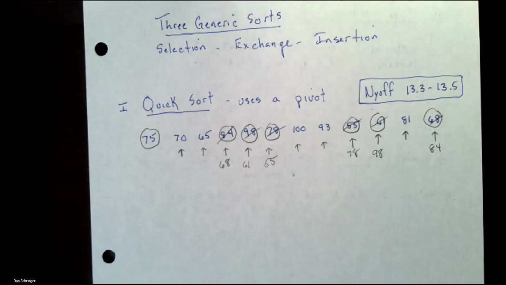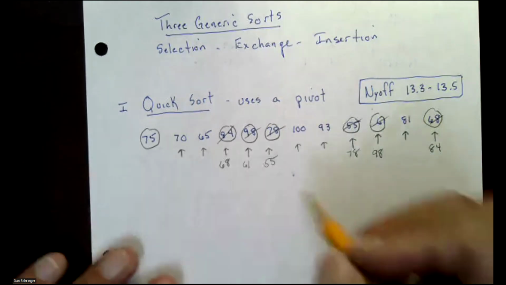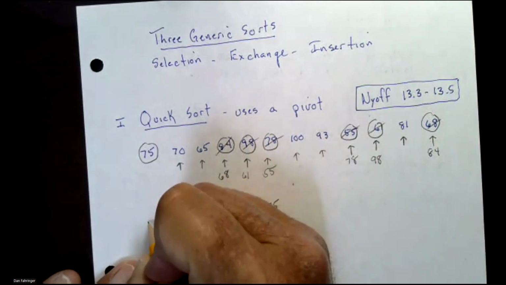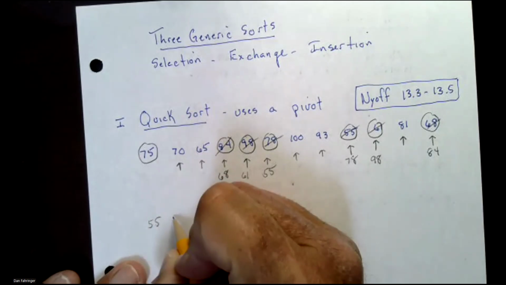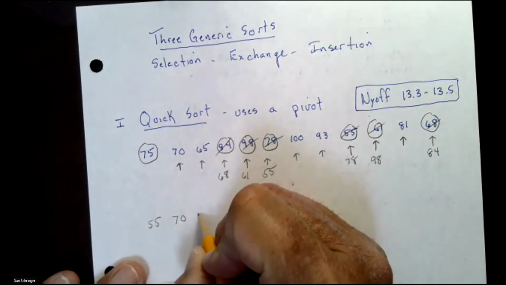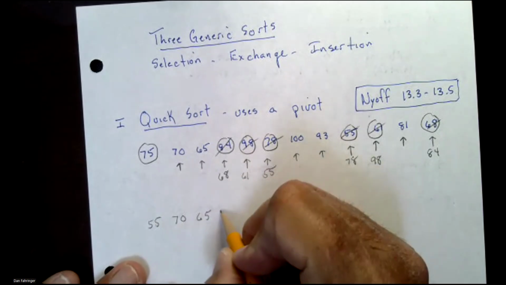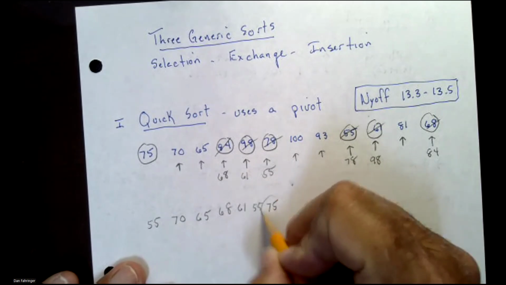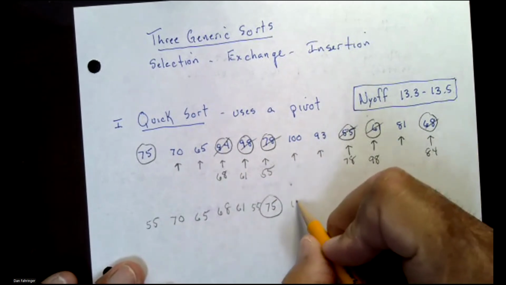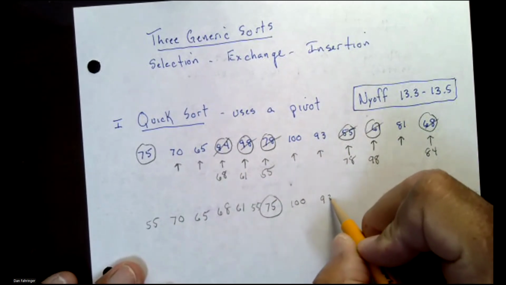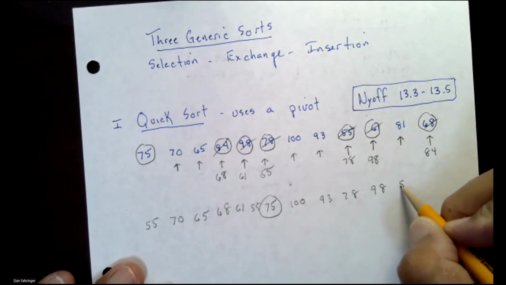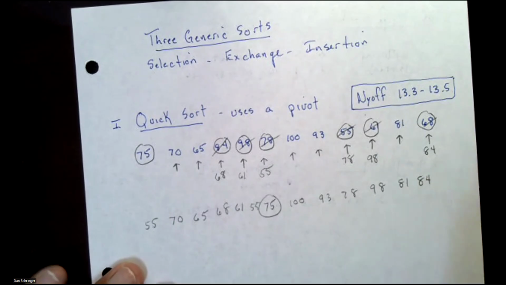75 and, okay, 55. This now becomes 75. This is 55, 70, 65, 68, 61, 55. This now becomes 100, 93, 78, 98, 81, and 84.